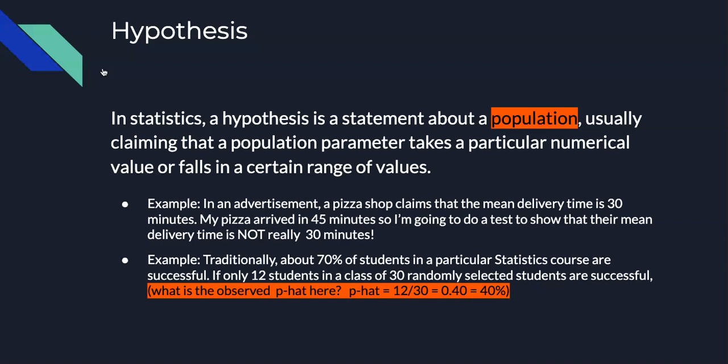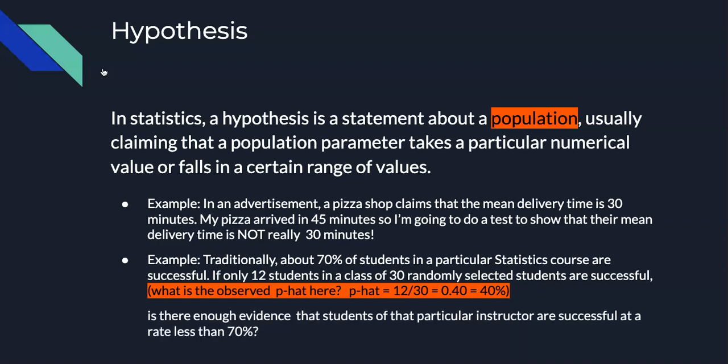40%. Now, let's say that the university was claiming about 70% are successful, but then I got an observation where only 40% were successful. You see that I'm starting to have doubts, certain assumptions about this claim. So, is there enough evidence that students of that particular instructor are successful at a rate less than 70%? You see why I'm thinking it may be less than 70, right? Because the number that I got was 40%, much less than 70%. In the first example, the pizza delivery, my assumption was that it's greater than 30 minutes because my observation was 45 minutes. In my second example, I'm believing that the alternative may be less than 70% since I saw something like a 40% success rate in this one instructor's class.